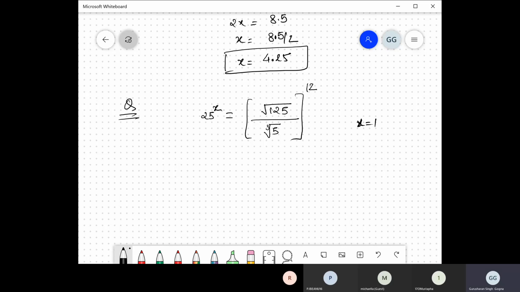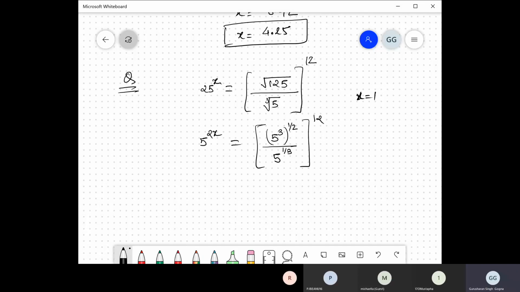So 25, 125, and 5. So you need to think what should be the common base for all of them. So it's 5, which you can use. So this becomes 5 square, and because you have x power there, so it becomes 2x. 125 can be written as 5 cube, and square root means the power is half, and bottom it's cube root. So cube root means power is 1 over 3 to the power 12, which is already there. It's up to you. You can transfer the power first and open the bracket, or you can do this way. So it doesn't matter. Both will give you the same answer.